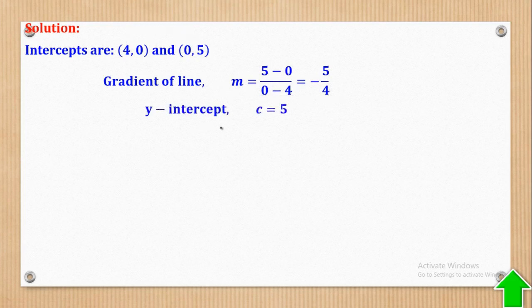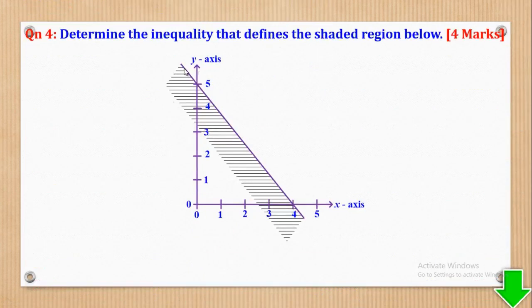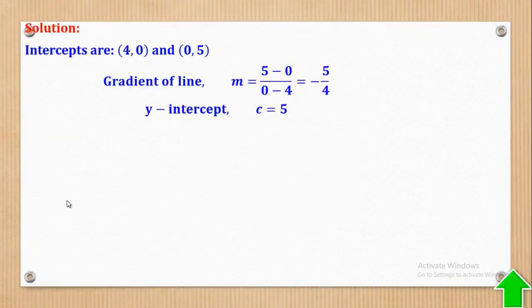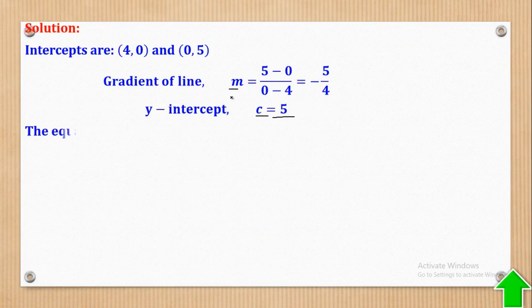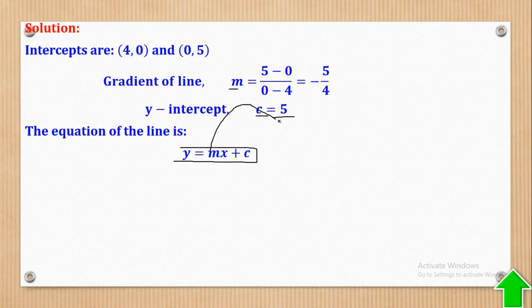Now that I've got the gradient, I also know the y-intercept is 5, because when you come here, the line cuts the y-axis at the coordinate of 5. That means that the y-intercept is 5, and that y-intercept is denoted by a symbol, small c. So now that I know the gradient and the y-intercept, I can say that the equation of the line is given by y equals mx plus c. Therefore, m is this and c is that. Therefore, I'll substitute to come up with the equation of the line.